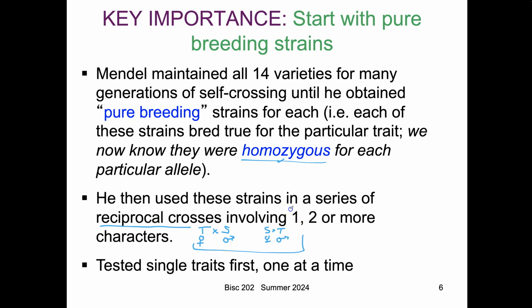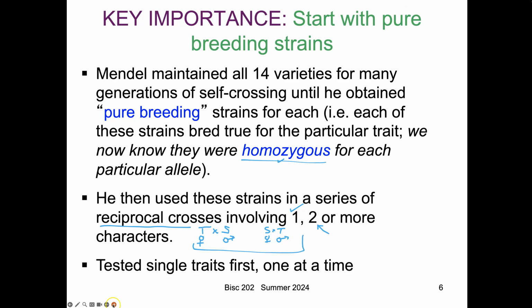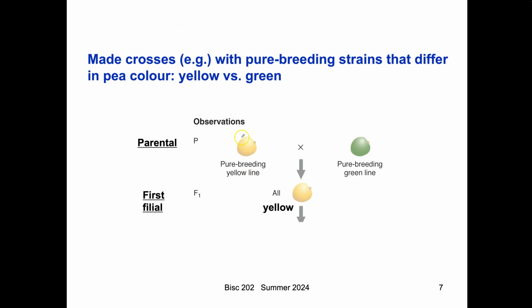And then he used single characters first, and that's what we're going to talk about now. And then later on we'll talk about when he combined additional characters. So this is just an example, but he did this for each of the pure breeding pairs of strains. And this is just the yellow versus the green peas. And so he had a pure breeding yellow line and a pure breeding green line, and he crossed them to each other. And then when he looked at the progeny, all of the progeny were yellow, like 100% yellow.